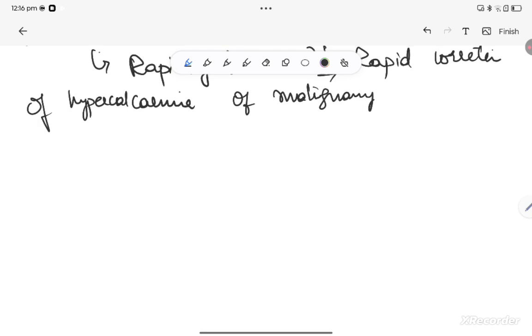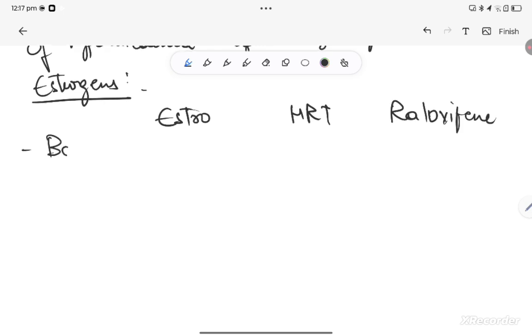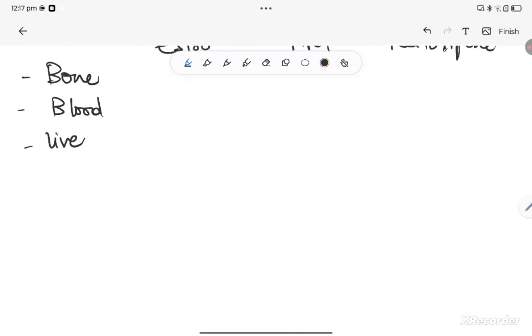See, with respect to estrogens we will read again, but for this class purpose let us restrict to raloxifene. Hormone replacement therapy at some point of time was also used, and raloxifene is now used in postmenopausal women for treatment of osteoporosis. So we'll restrict to only these: estrogens, hormone replacement therapy, and raloxifene. We'll talk only about their action on bone, their action in blood, their action in liver, and incidence of breast cancer. Only these will bother. Rest all is beyond the purview. Then we will also talk about endometrial cancer.